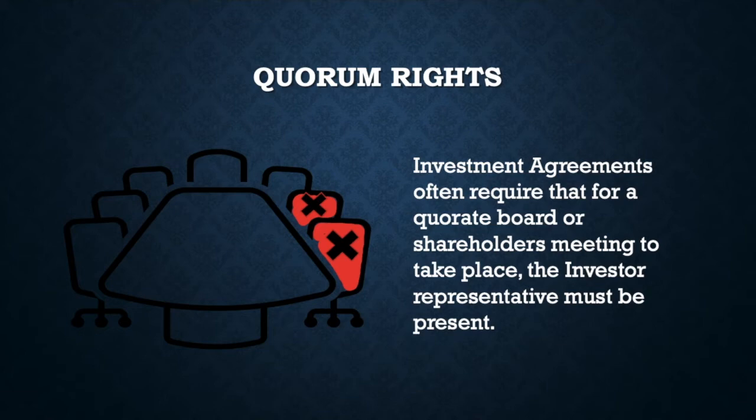Let's just quickly repeat that. Investment agreements or shareholder agreements, and by the way, the two are used interchangeably often, will often have a clause saying that a board meeting or a shareholders meeting shall not have the required quorum unless the investor representative is present, right? Which means that the board cannot meet, neither can shareholders meet without the investor's representative.